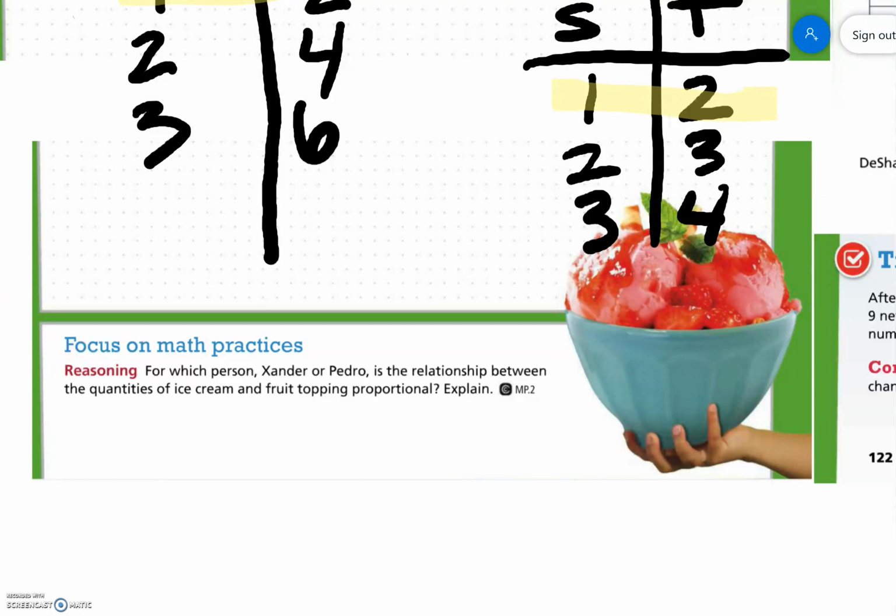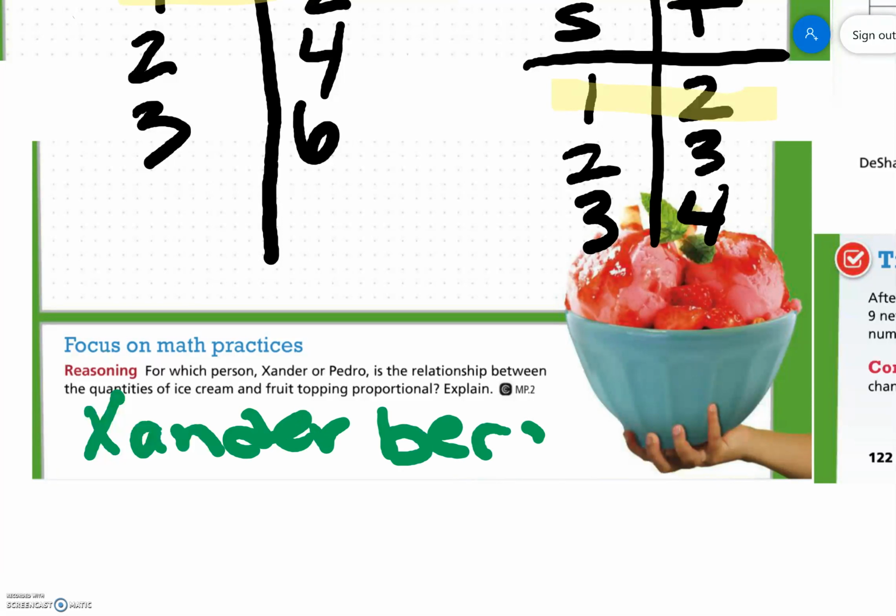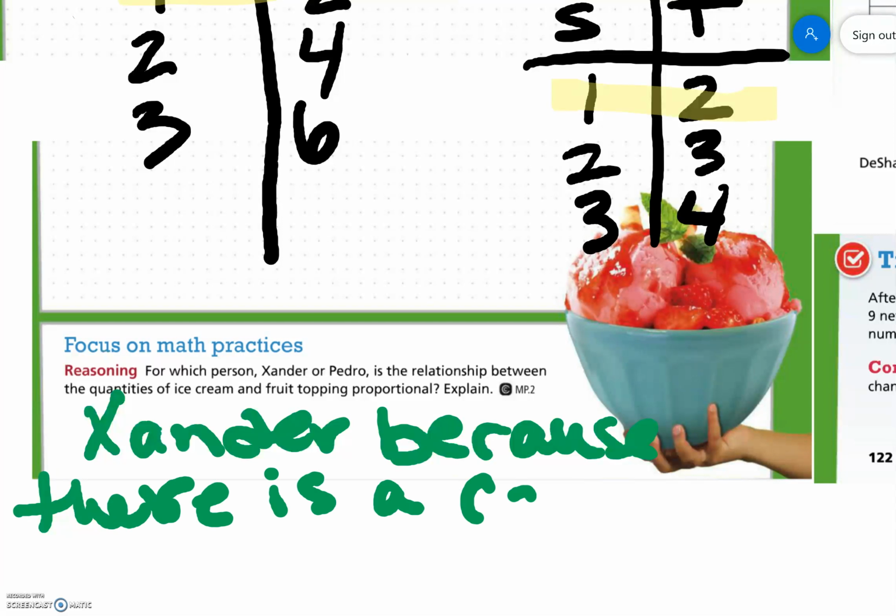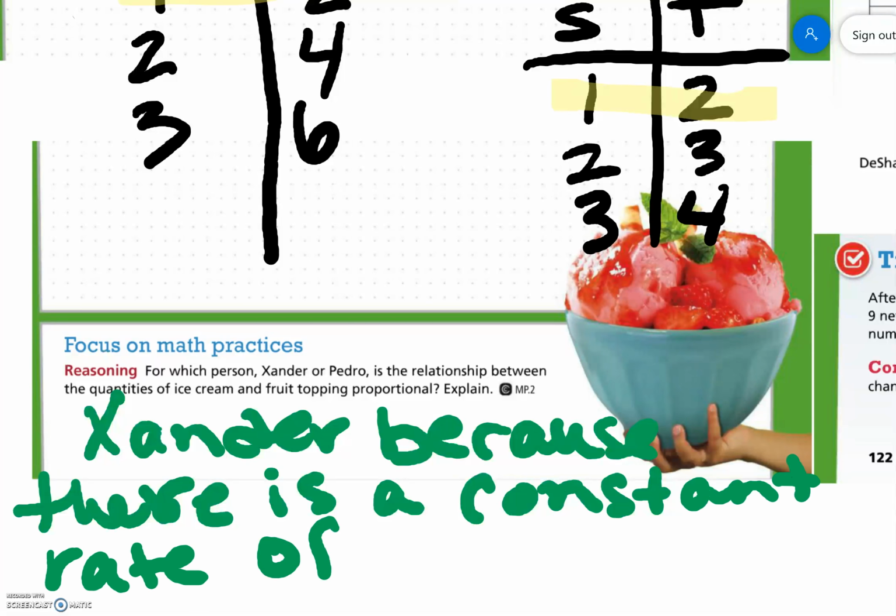For which person, Xander or Pedro, is the relationship between the quantities of ice cream and fruit topping proportional? Explain. Xander, because there is a constant rate of 2.